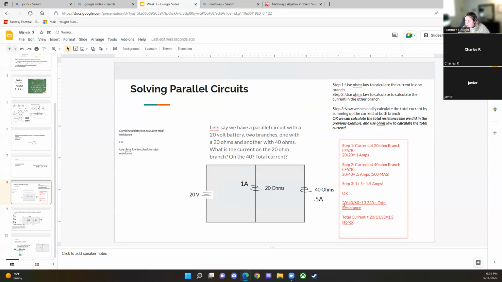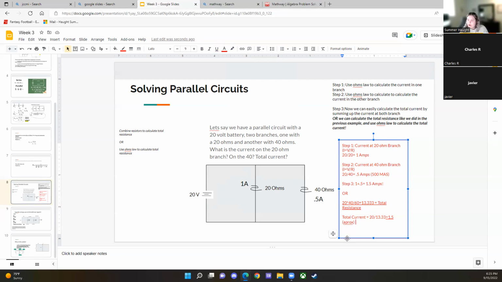Okay, so again, what we did in this problem is that we first calculated the current at a particular branch, then we calculated the current at the other branch, then we calculated the total resistance, which you really could have done before. You didn't have to find the current to do this step, since all we did to find total resistance was use the resistance values. And then we calculated total current.